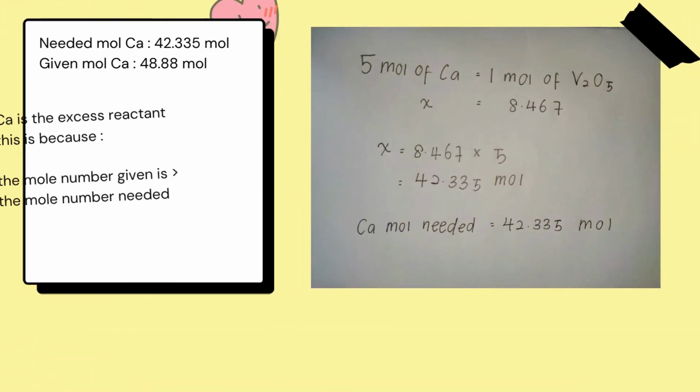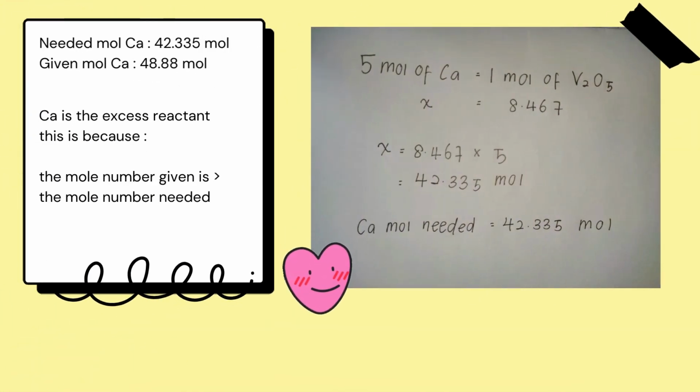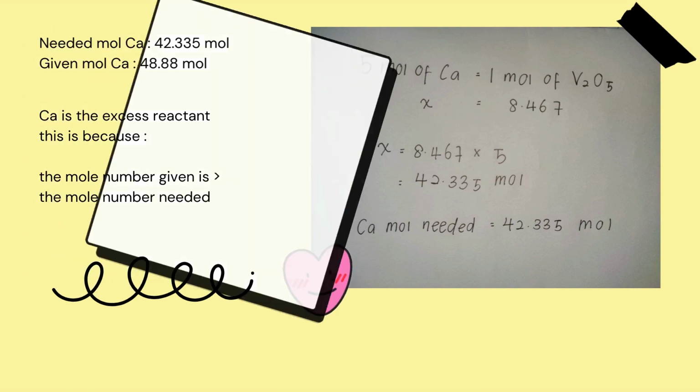On this side, why is the calcium the excess reactant? Because the mole number given is bigger than the number mole needed. So it is the excess reactant. So if we find the excess reactant, automatically, in this case calcium is the excess reactant, so automatically vanadium oxide is our limiting reactant. So we don't need to find it if we use the second method.